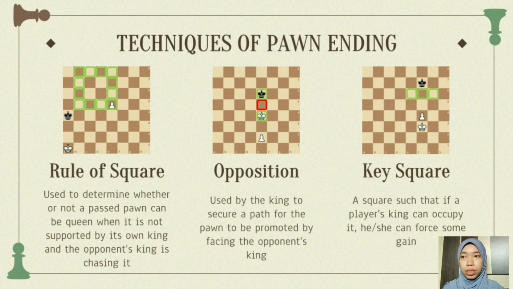The first one is the rule of square, which is used to determine whether or not a passed pawn can be queened where it is not supported by its own king and the opponent's king is chasing it. The second one is the opposition, which is used by the king to secure a path for the pawn to be promoted by facing the opponent's king. And the third one is the key square. It is a square such that if a player's king can occupy it, he or she can force some gain.